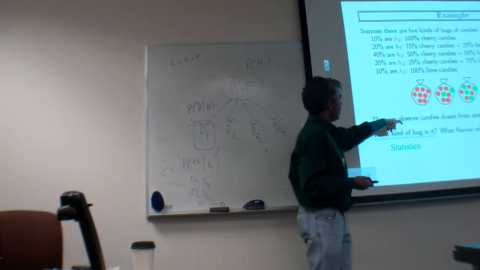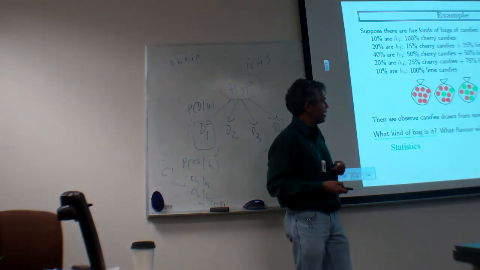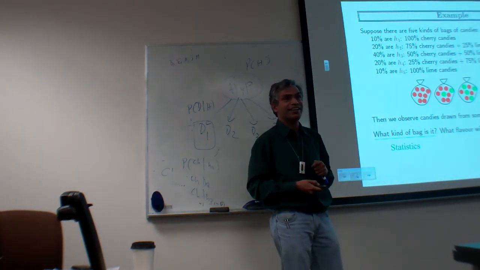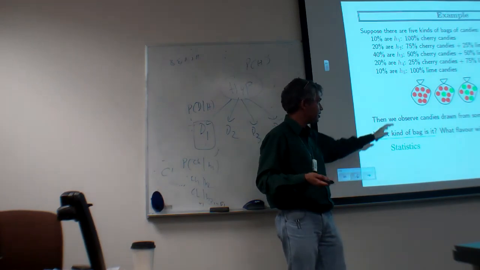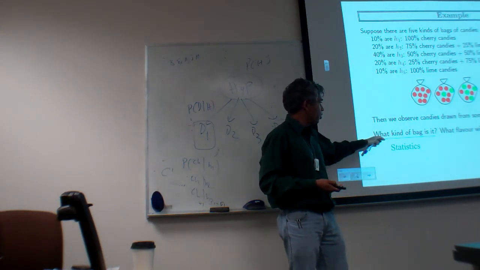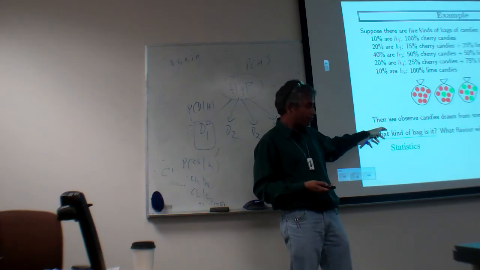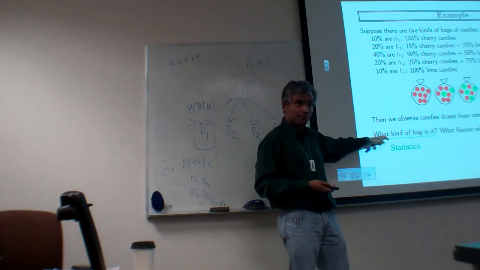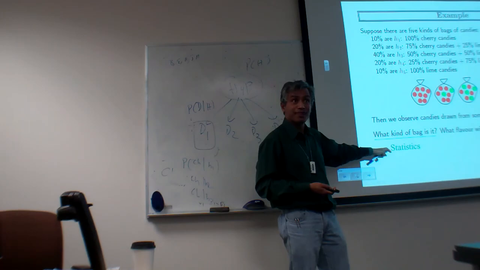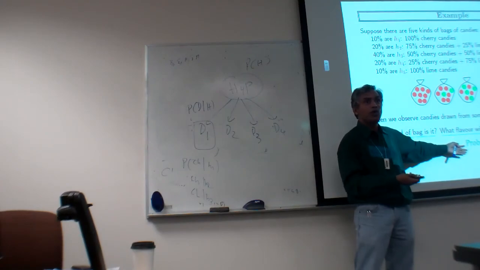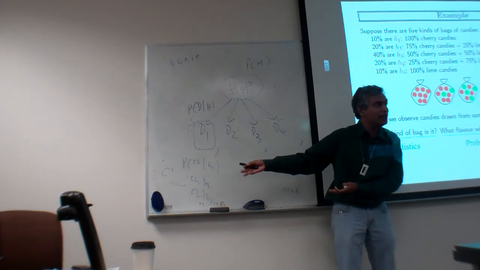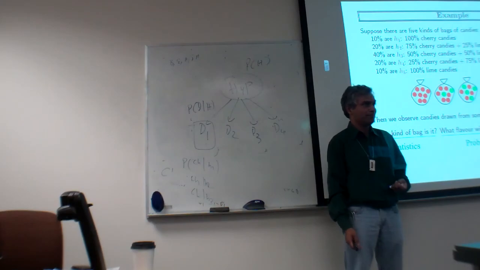So when we observe candies drawn from some bag, in this case a whole bunch of limes, and apparently Russell doesn't like limes, so he keeps saying bad things about them, I'm interested in two kinds of questions. One is, what kind of bag is it? That's statistics, because you're learning the model. And what flavor will the next candy be? That's probability. If you know what kind of bag it is, telling what flavor it is is child's play.